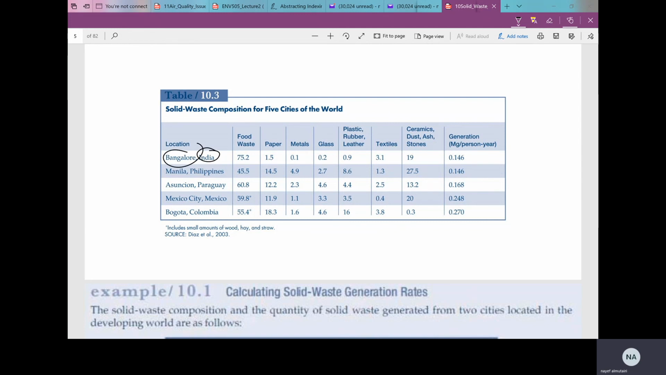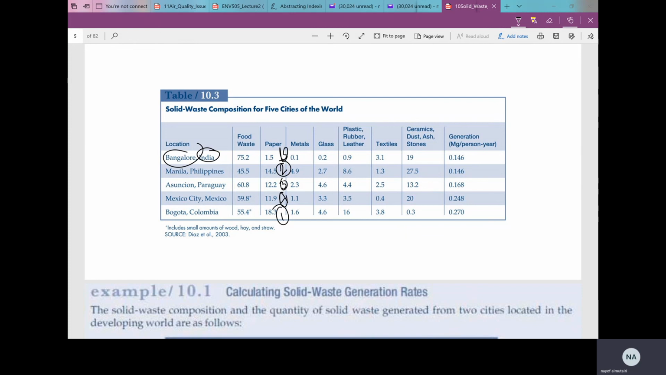If I ask you to arrange the cities from the highest rate of paper waste to the lowest, you can see that number one is Bogota, Colombia. Number two is Manila, Philippines. Number three is Paraguay, and then Mexico City, and then Bangalore. So you should read the table very carefully. It's not difficult. Reading the table is very, very easy.